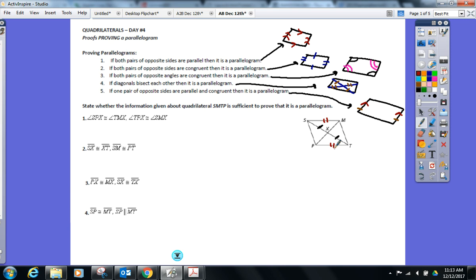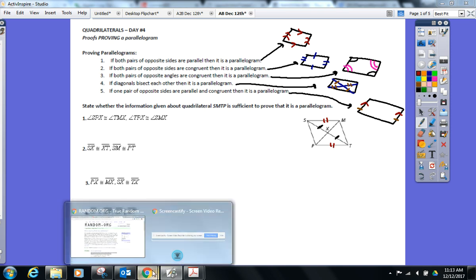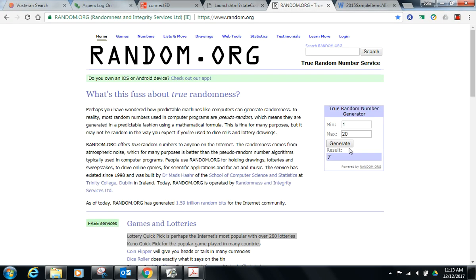Is that enough information? Okay, what do we think? And if it is enough information, ready to back yourself up with one of the 5 ways. Is that enough information for me to say parallelogram? Here we go. 14, what do you think? 9 here. 9, what do you think?